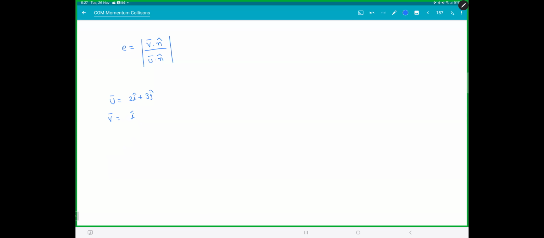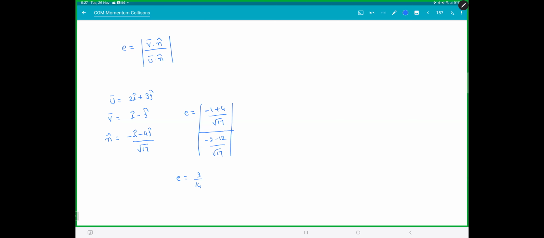V bar was i minus j. N cap was minus i minus 4j by root 17. So if I do the dot product there, v bar dot n cap will be minus plus 4 by root 17 by minus 2 minus 12 by root 17. Put a mod. Root 17 goes off, you end up with 3 by 14.